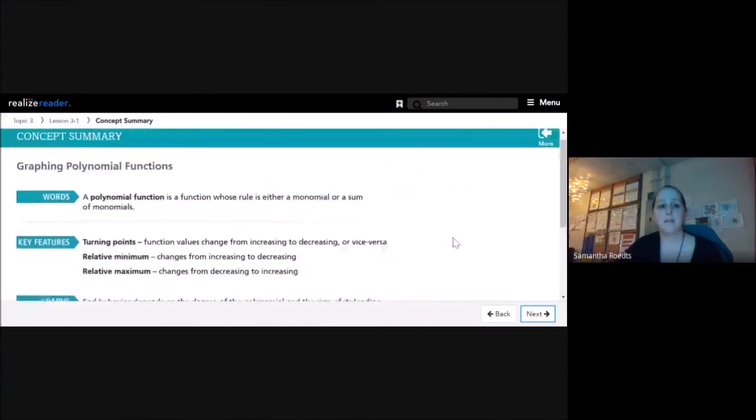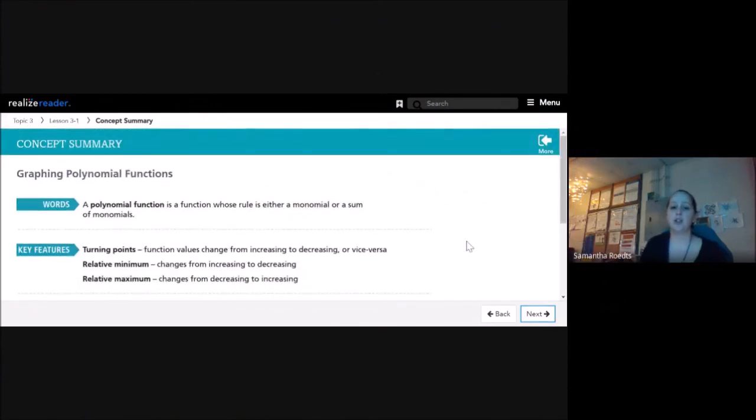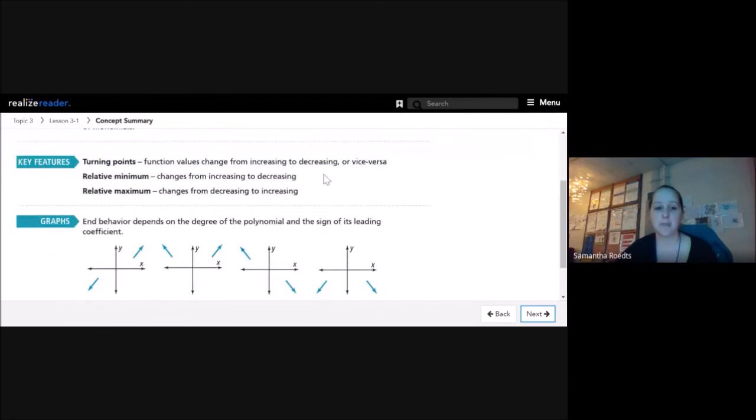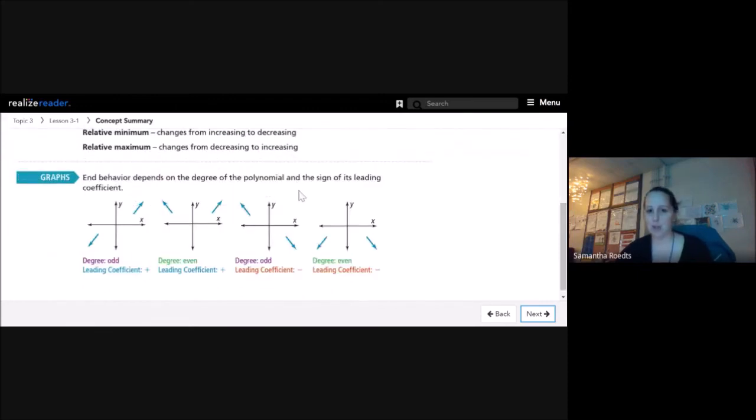All right, so concept summary. A polynomial function is a function whose rule is either a monomial or a sum of monomials. The turning points are function values where they change from increasing to decreasing or vice versa. A relative maximum changes from increasing to decreasing, and a relative minimum changes from decreasing to increasing. End behavior depends on the degree of the polynomial and the sign of its leading coefficient.